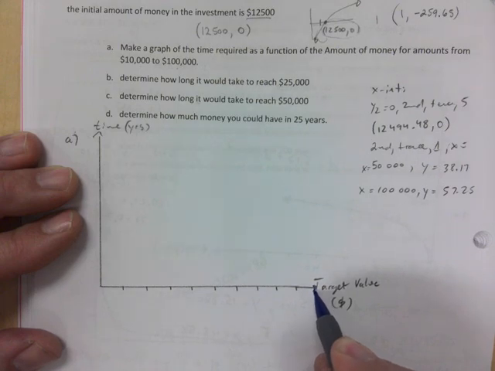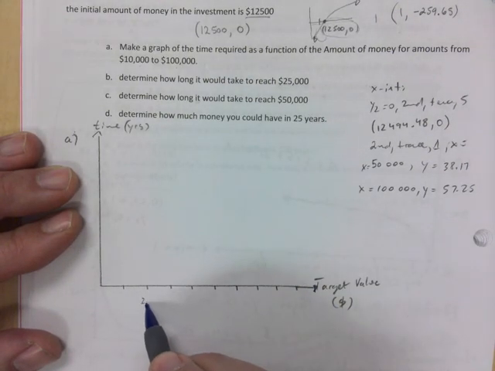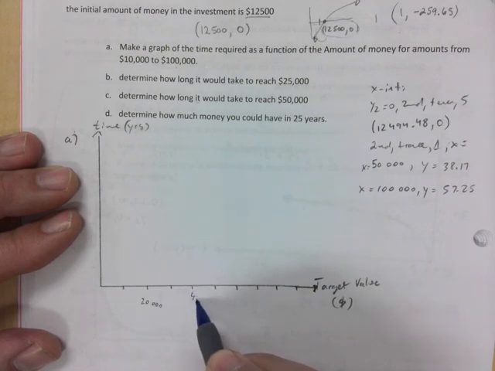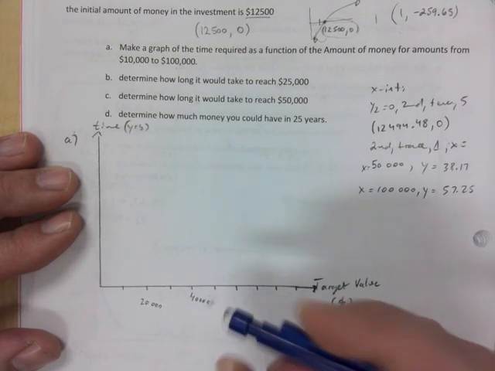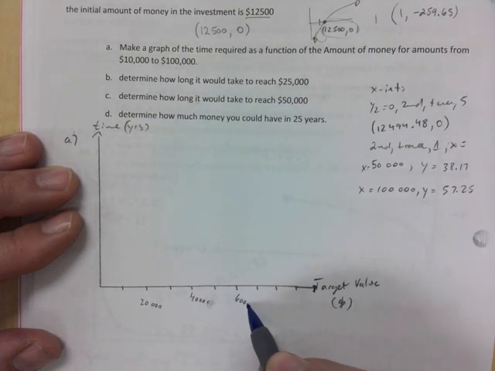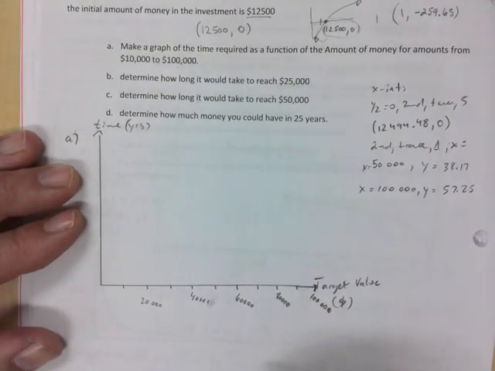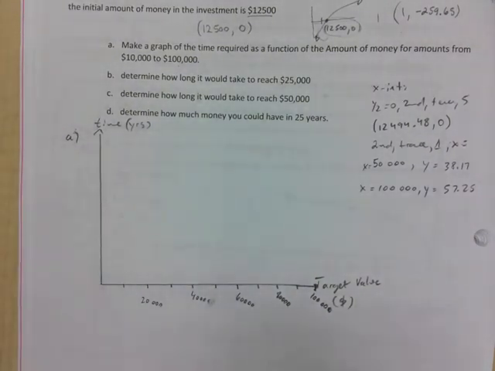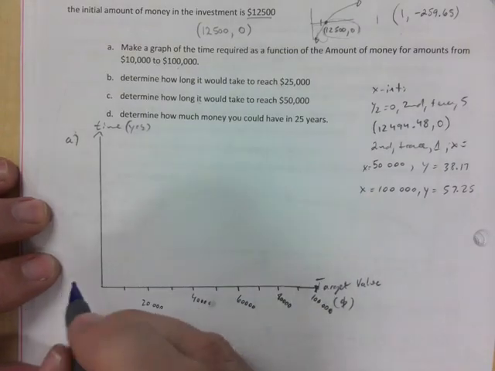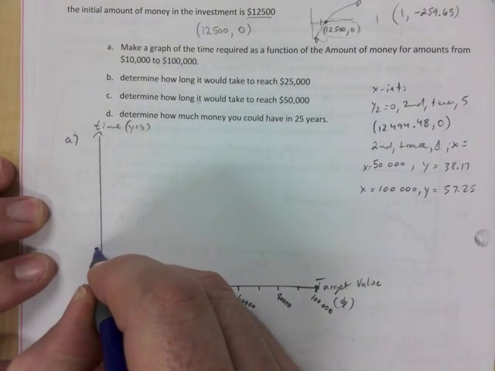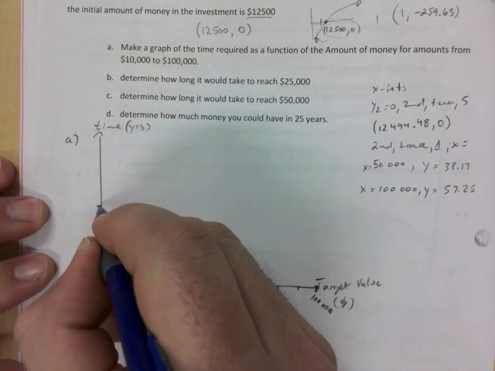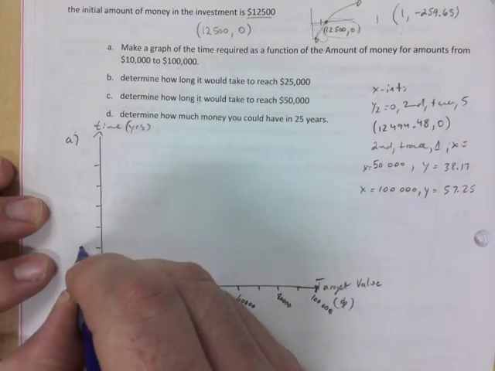100,000, we'll put that here. 20,000, 40,000. Oops, that's a bit too much. 40,000, 60,000, 80,000, and 100,000. Okay, and then so time in years, we go all the way to 57. So let's go to 60, 10, 20, 30, 40, 50, 60. There we go.